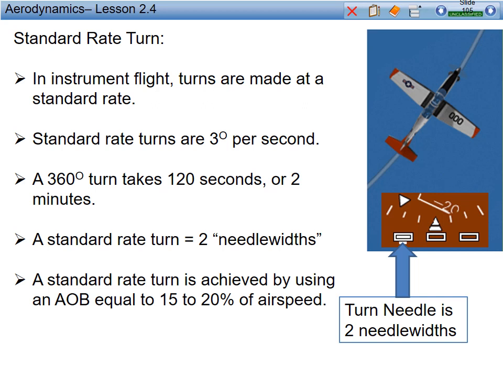To ballpark the angle of bank that is required for a standard rate turn, take 15 to 20% of your airspeed, and that is the ballpark of the angle of bank required to keep you at a standard rate turn. For example, if you are going 100 knots, you will require a 15 to 20 degree angle of bank to maintain a standard rate turn. For 200 knots, you would require 30 to 40 degrees angle of bank to maintain that standard rate turn.